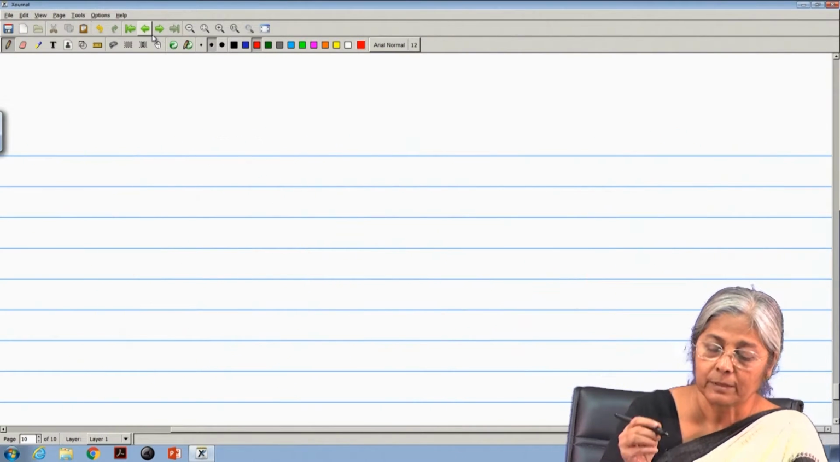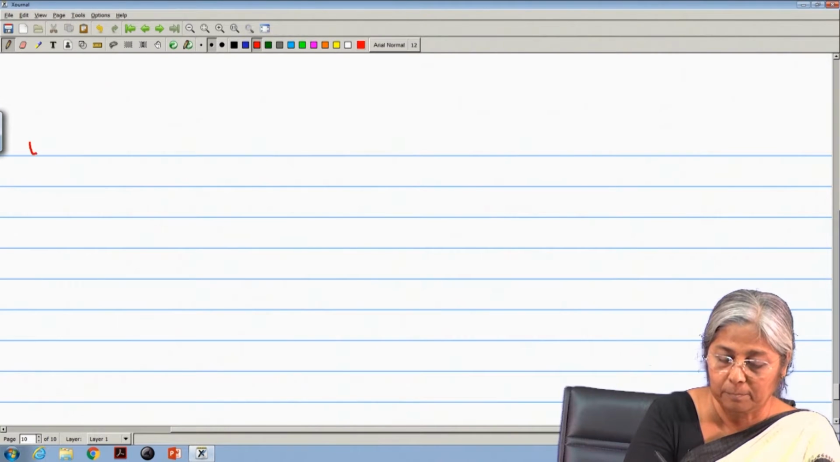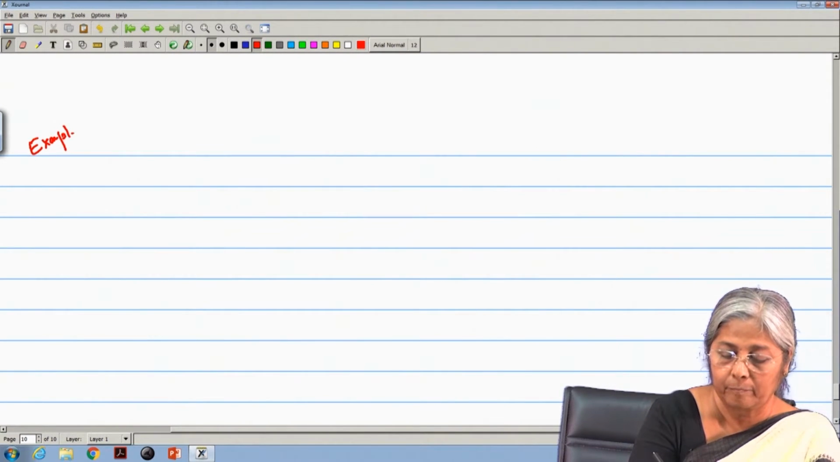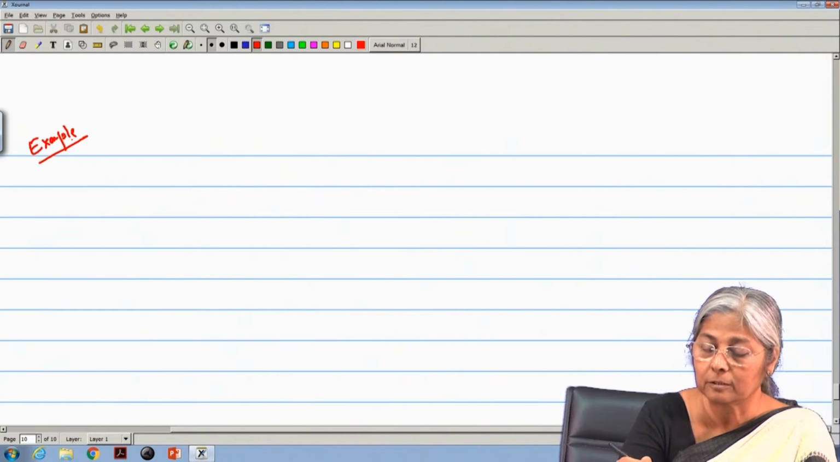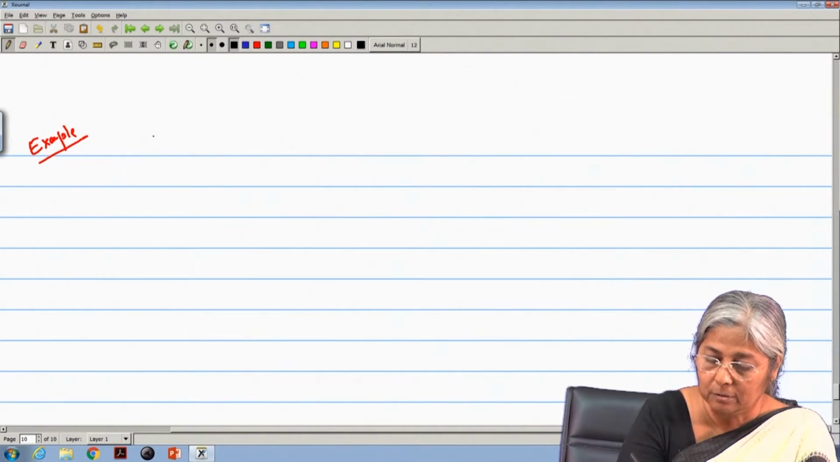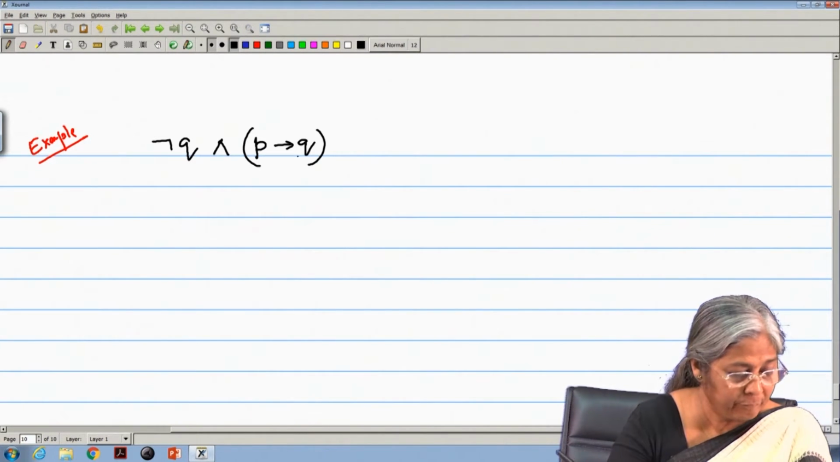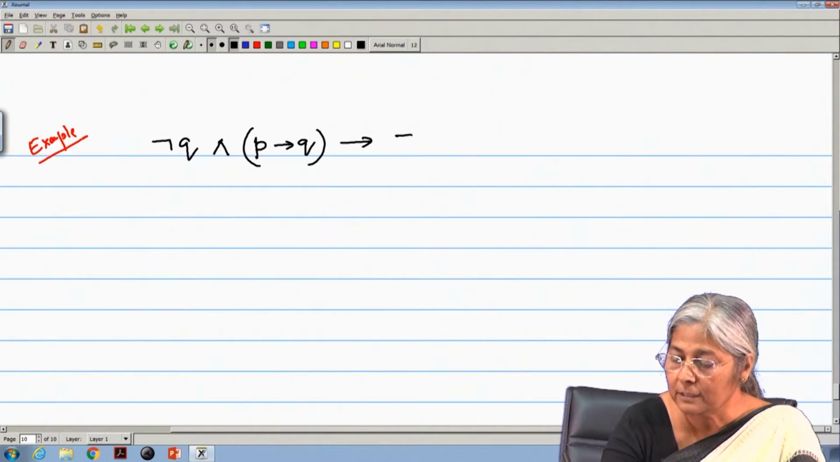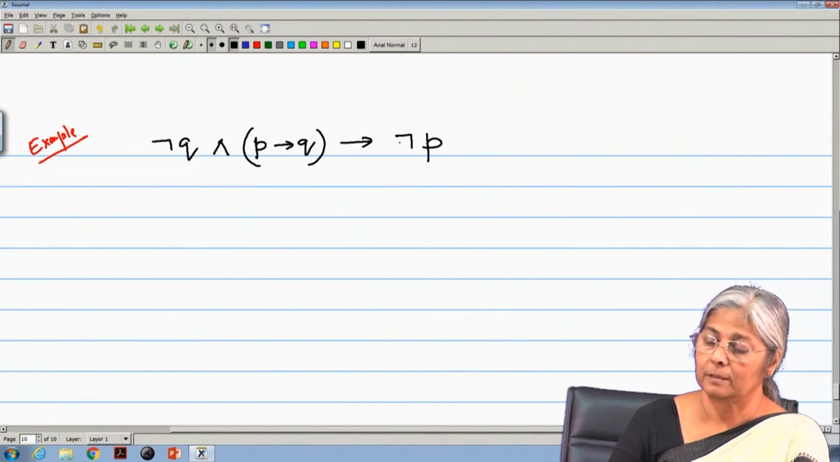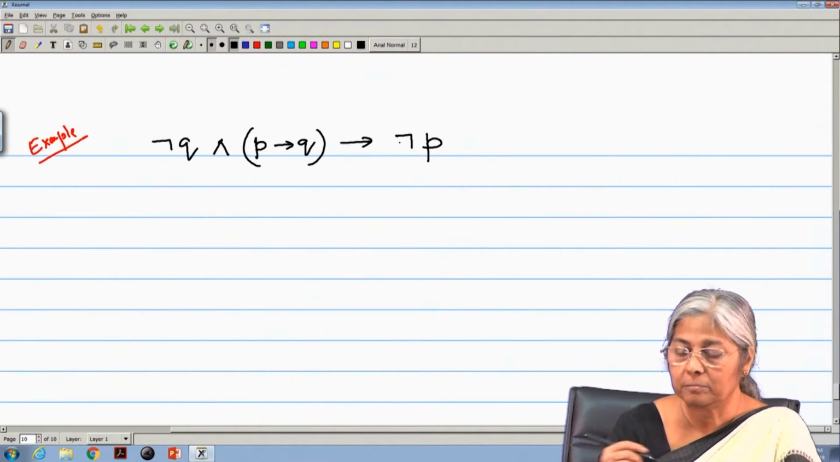Next we see another example. Now, we take the compound proposition that negation Q and P implies Q implies negation P. As usual, P, Q are primitive statements.